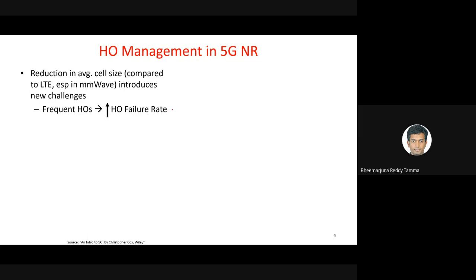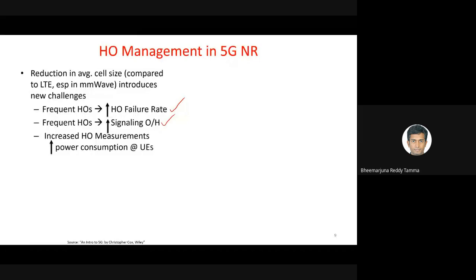The first challenge is frequent handovers, which lead to higher handover failure rates. The more handovers you make, the higher the chance of some of them failing, because of the way you do the handovers and your inability to successfully hand over the users all the time. The second issue is that these frequent handovers also increase the signaling overhead in the network. That is a pure wastage of channel resources. The third case is that increased handover measurements lead to an increase in power consumption at the user equipment.